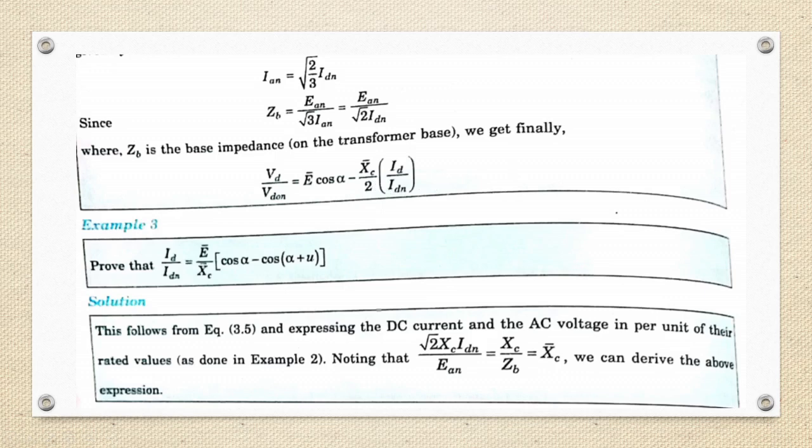Next, let us see the proof that Id by IDN is equal to E by Xc times cos alpha minus cos of alpha plus u. So from equation 5, I3 of t is equal to Is into cos alpha minus cos omega t, expressing the DC current and the AC voltage in per unit of the rated values. So we have to note that root 2 Xc IDN by EAN is Xc by 2 ZB, that is Xc. We can derive the above expression.